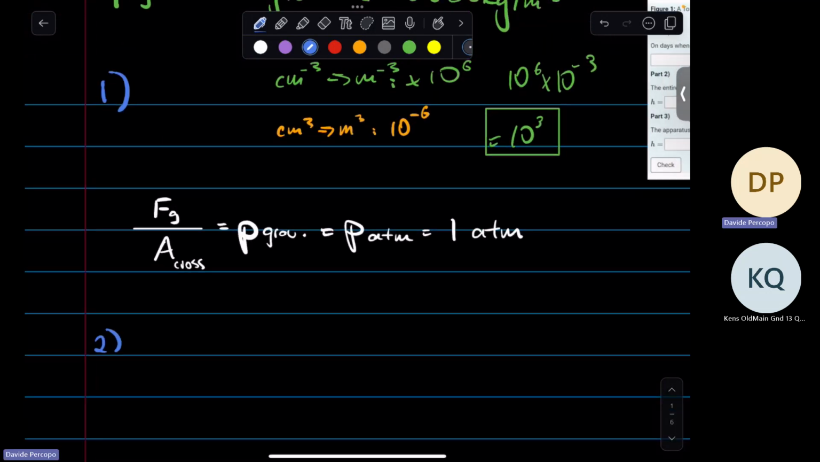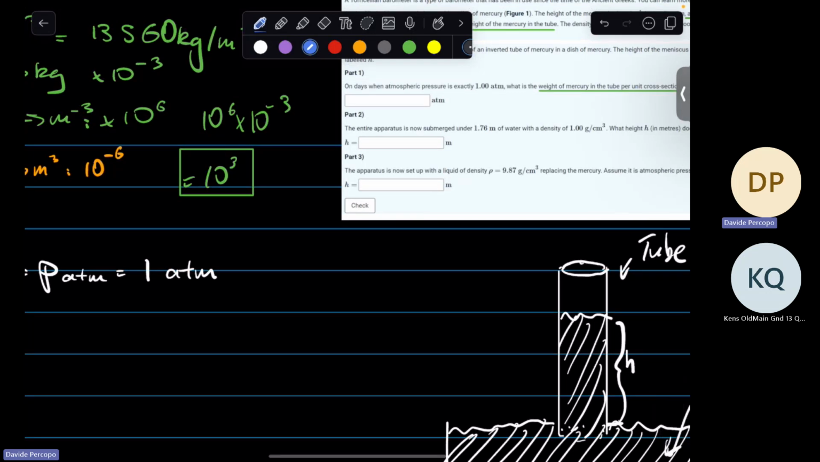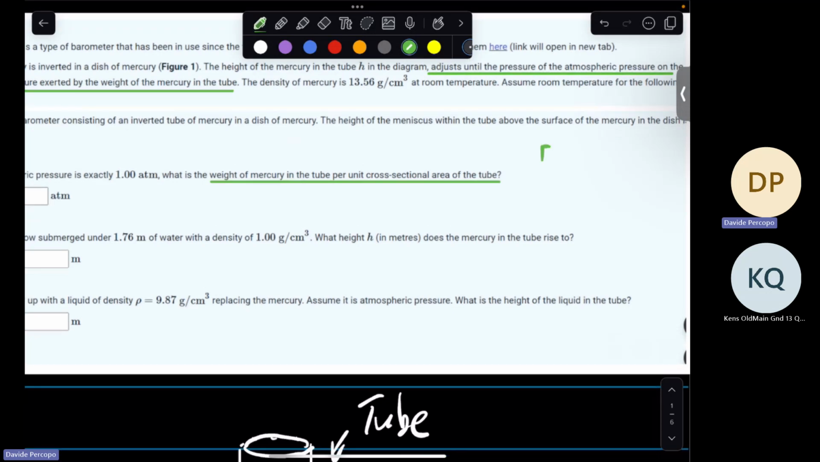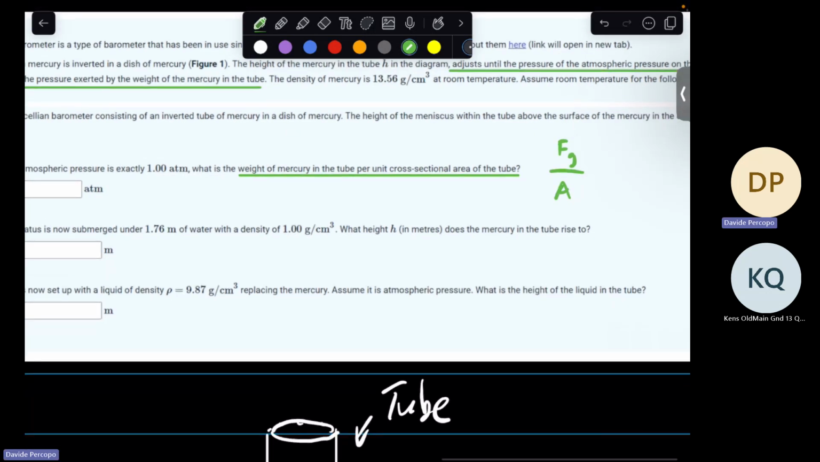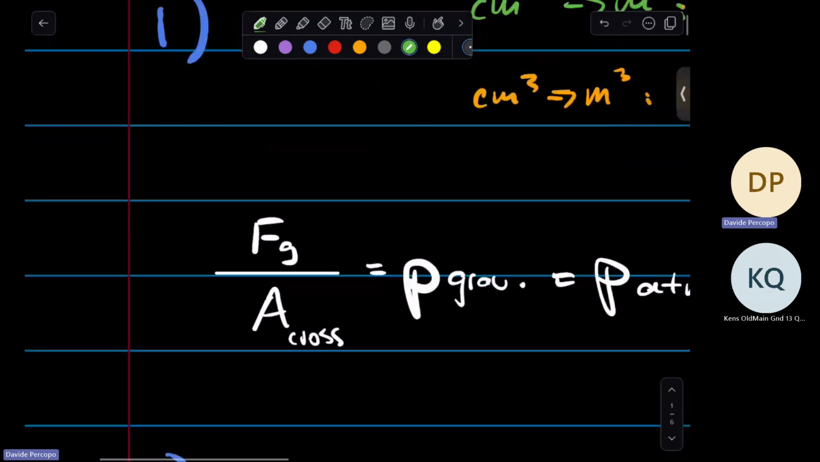Okay. So here's the thing. In physics, weight is measured in newtons. So what this is saying, the weight of the mercury per cross-sectional area, that's just the force due to gravity on the mercury over cross-sectional area. And remember the general formula for pressure is force over area. So that's that equation there, which is equal to the pressure due to gravity.